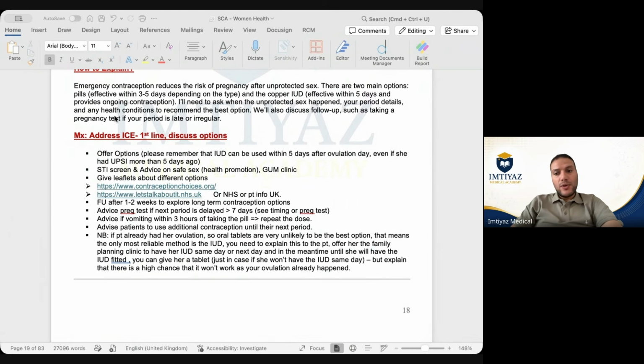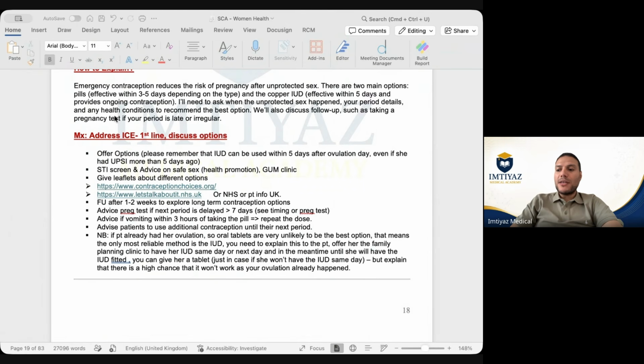So that's why I need to ask when is your last menstrual period. That is a very important question here because you need to be aware if she is halfway in her cycle, midway in her cycle, so her ovulation likely happened already. So hormonal tablets are less likely to work, or she's still before her ovulation, so hormonal tablets are likely to work. And definitely when was her last sexual intercourse. ELA1 can be used within 5 days of unprotected sex, and levonorgestrel can be used within 3 days of unprotected sex.